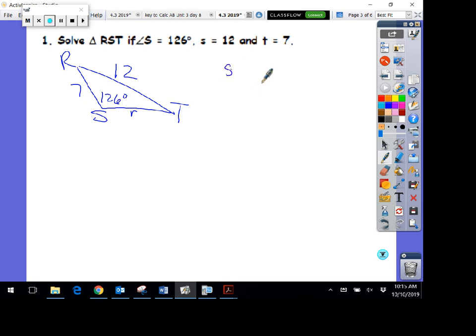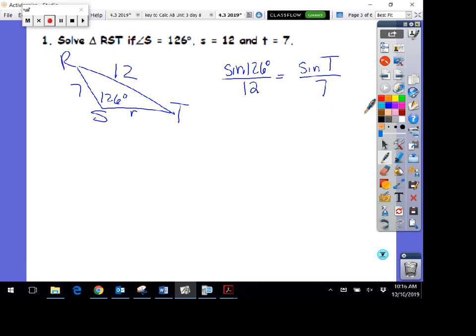So I would do just like I did before. Sine of 126 degrees over 12 equals, I have to find angle T first. I don't have a choice because I don't know angle R or side R. So I have to say sine of T over 7. That would be your setup. Show your setup, show your work. You don't show that, you're not going to get credit for any of your answer.